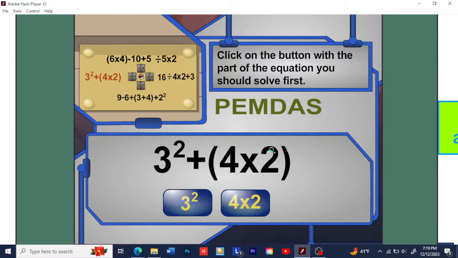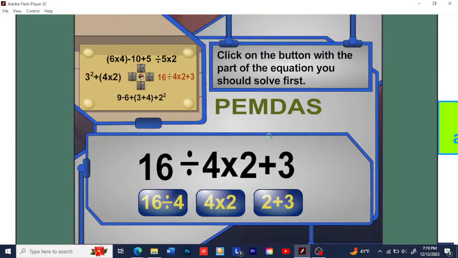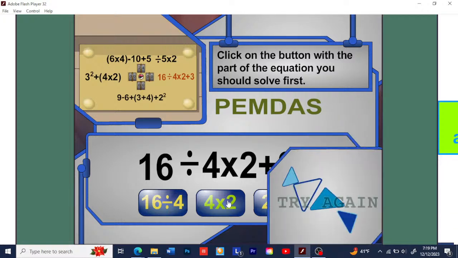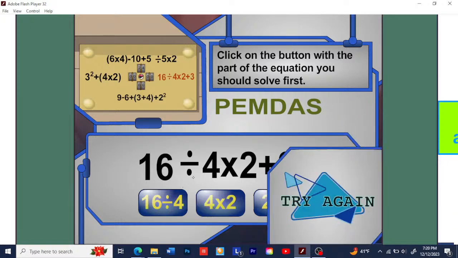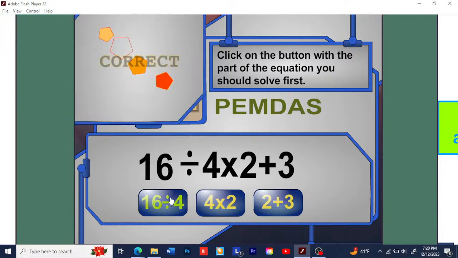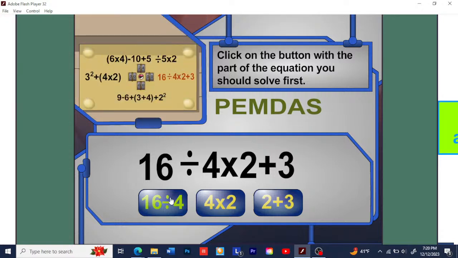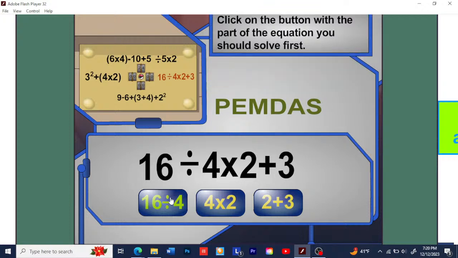And that leaves 3 squared. We'd work that out last. Let's do the second one. Well, you're right that multiplication or division come next, but you have to work. Yeah! 16 divided by 4 goes first, because it's a multiplication or division sign, and it's furthest to the left.